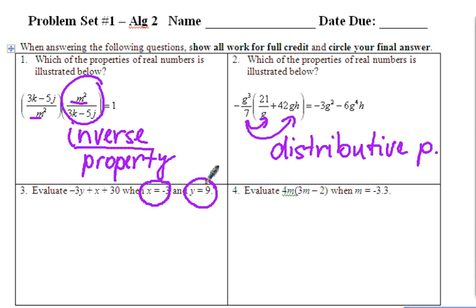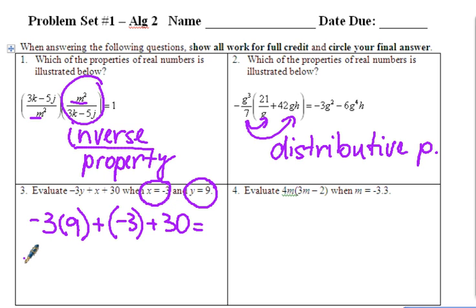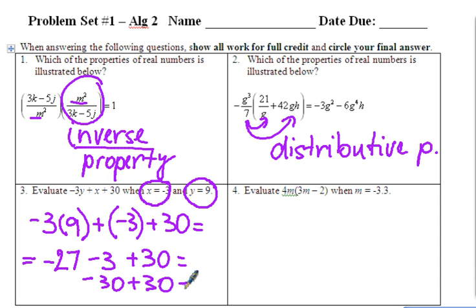Remember, when we are substituting these values, it is important to write parentheses around the number. So, minus 3 times 9 plus negative 3 plus 30. How much is it? Negative 3 times 9, negative 27, I was thinking ahead. Plus minus 3 is minus 3, plus 30. Again, we start from left to right. Negative 27 minus 3 is negative 30, plus 30, and our answer is 0.